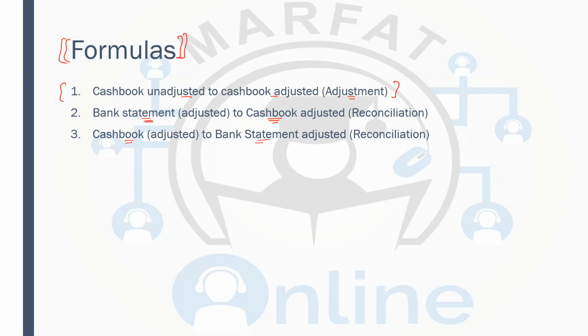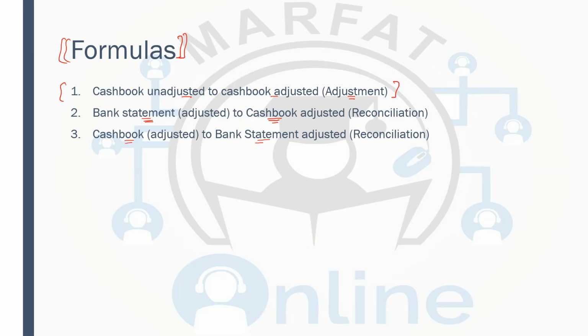For the examiner, there is no existence of this formula 1, 2, 3. They will be just asking you to calculate a particular figure. That's it. So if in the exam they are asking you to calculate the cash book adjusted balance and the unadjusted balance is being given, use the formula number 1. If they have given you the bank statement balance and asking you to calculate the cash book balance, use the formula number 2.